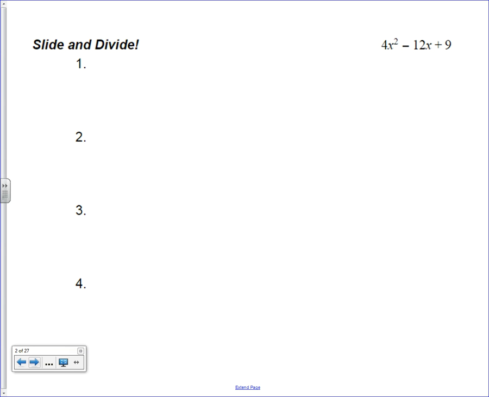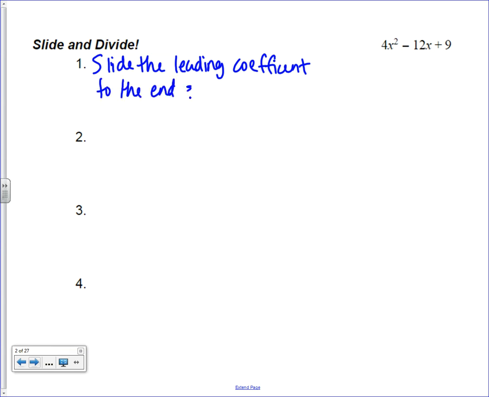You need to slide the leading coefficient to the end and multiply. Slide the leading coefficient to the end and multiply. Again, keep all your writing to the left, please.